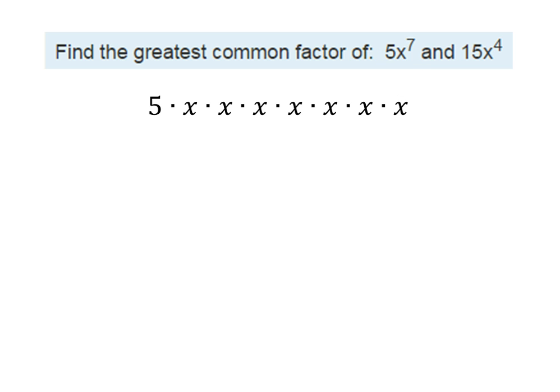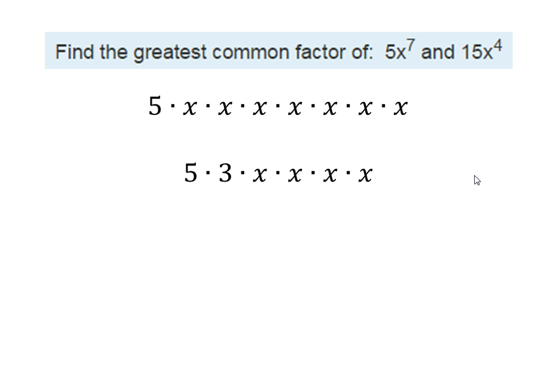Everything's kind of broken down. It's the prime factorization of 5x to the 7th. I've broken it down as small as I can go. I can't break down 5 anymore into integers because 5 is a prime number. I'm going to do the same thing with 15x to the 4th. 15x to the 4th can be broken down into 5 times 3 because 5 times 3 is 15. And then we have x times x times x times x because that is x to the 4th.